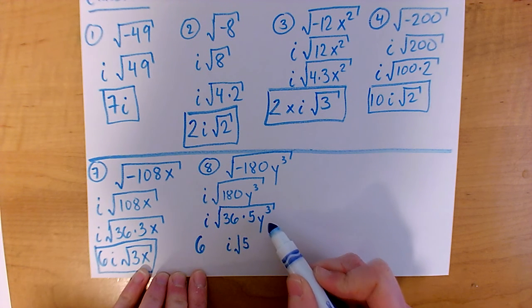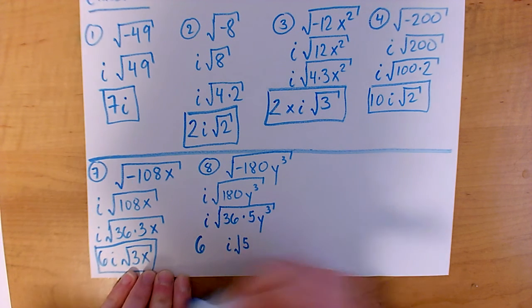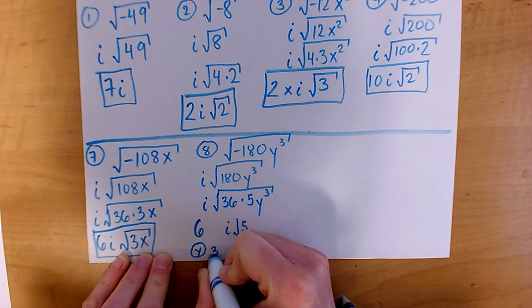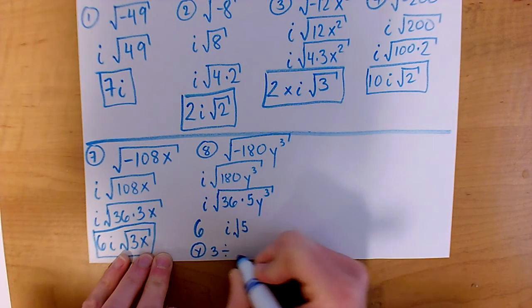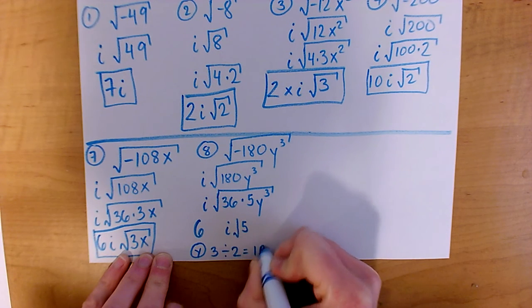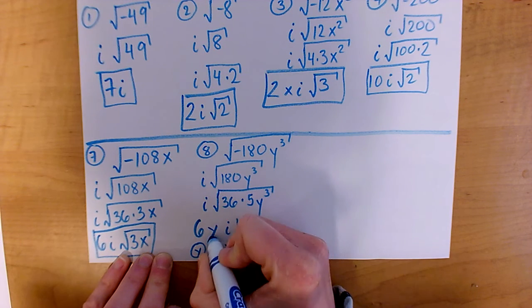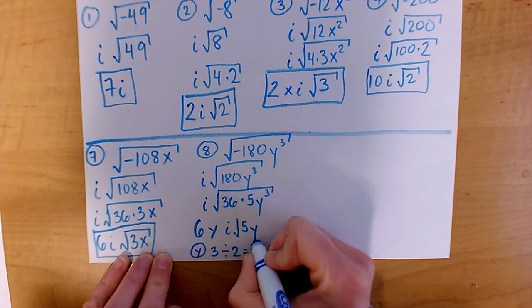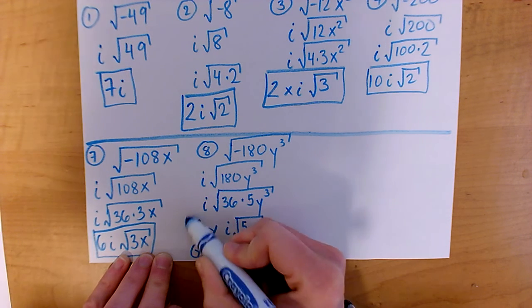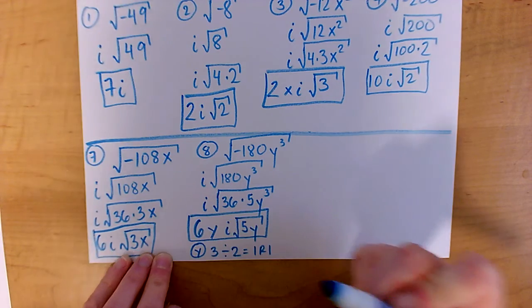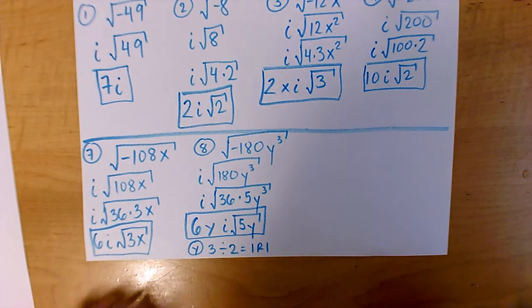So to do that square root, you would take that exponent of 3, right? So on the y, we have an exponent of 3, and if we're taking the square root, we're going to divide it by 2, and that would give us 1 remainder 1. So that means we would have 1 y on the outside and 1 y on the inside. So your answer, 6yi root 5y.